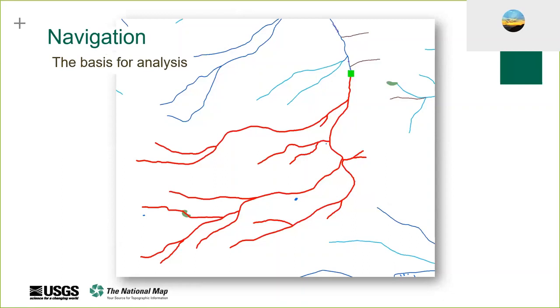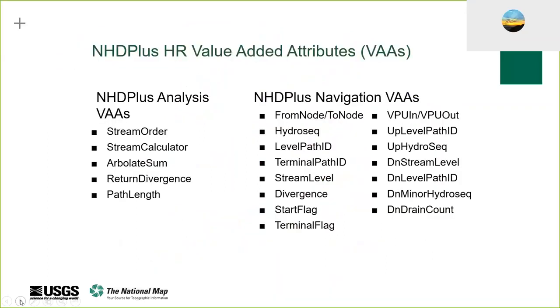But the thing about that is it's relying on a proprietary data structure. It requires that you have GIS desktop software, basically, in order to use it directly. So what are some other ways that we can do network navigation?